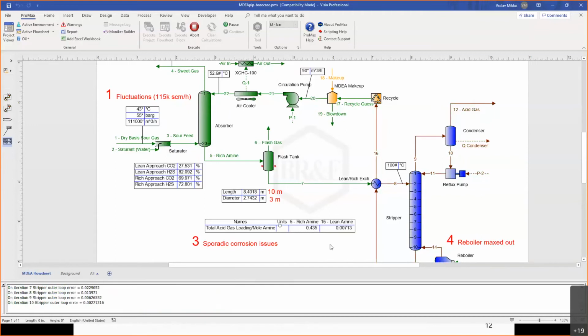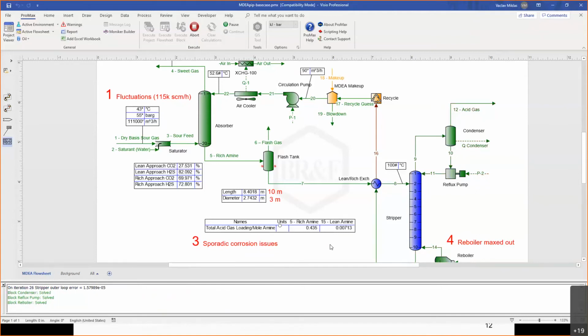Originally, with the DEA, we had the rich loading of around 0.45, if I remember correctly. The typical recommendation for DEA is around 0.35. So we were operating slightly above that, which was probably the reason why the lean rich heat exchanger was plugging a bit more often than we would hope for.